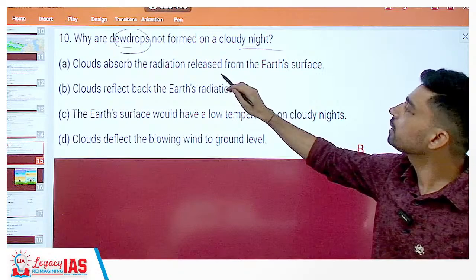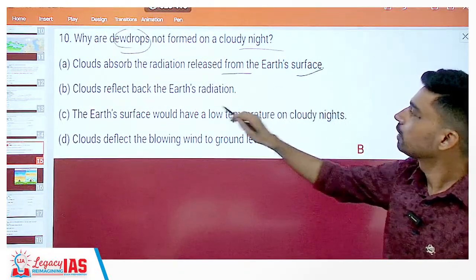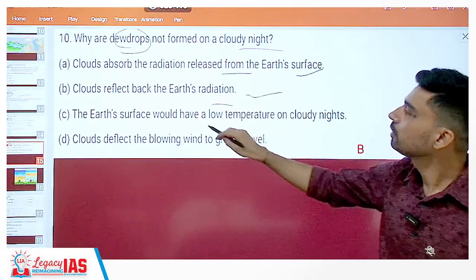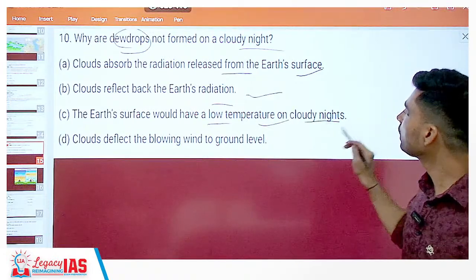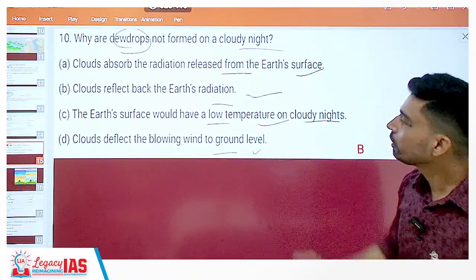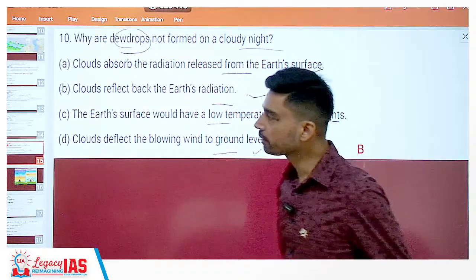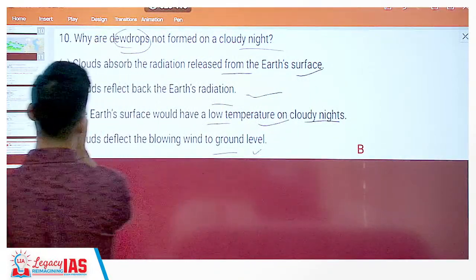Clouds absorb the radiation released from the earth's surface. Clouds reflect back the earth's radiation. The earth's surface would have a low temperature on cloudy nights. The clouds deflect the blowing winds to the ground level. Now the correct option here is the second one.